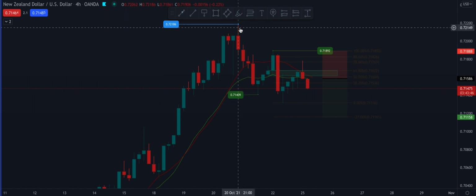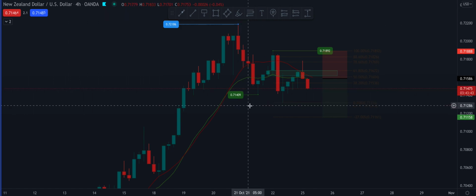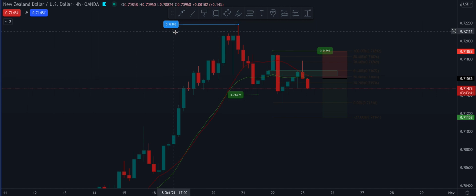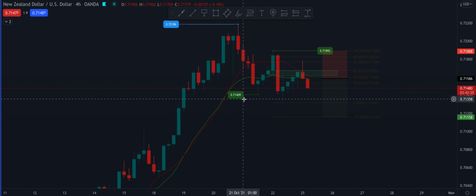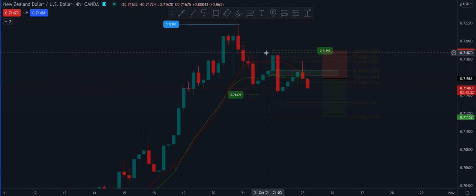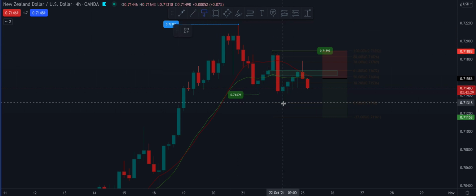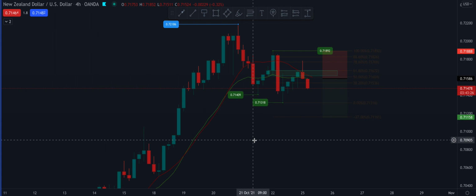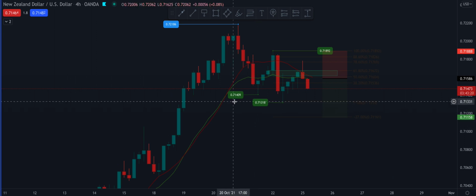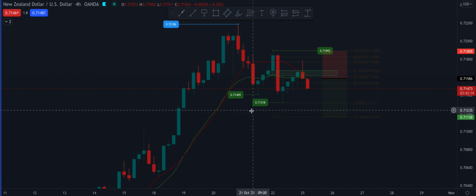What I was looking at on this pair is quite simple. Price topped off at 0.72186, and then she went down to 0.71409, went back up to 0.71892, and then she made her low here at 0.71318. That automatically lets me know sellers have control, because price on the lower lows went from 0.71409 to 0.71318. The moment price went lower, that says, hey, sellers, no need to look for buys.